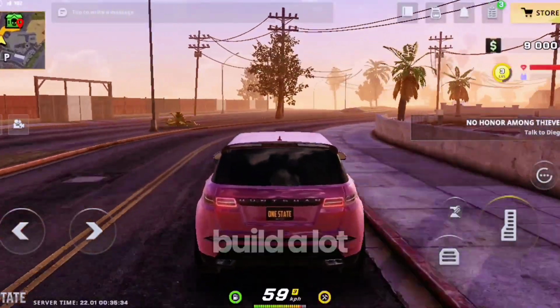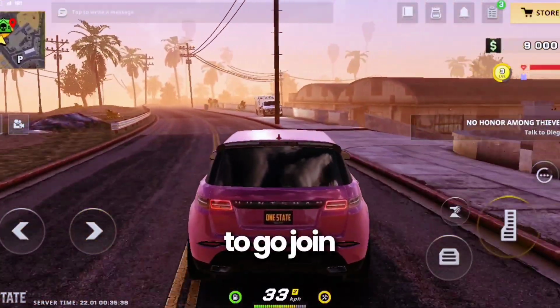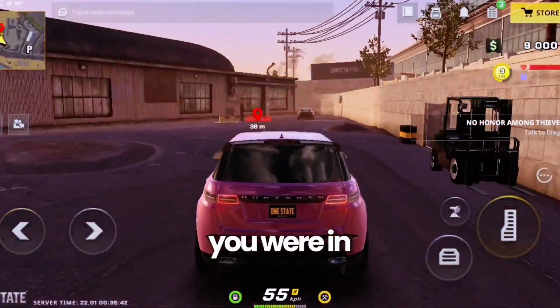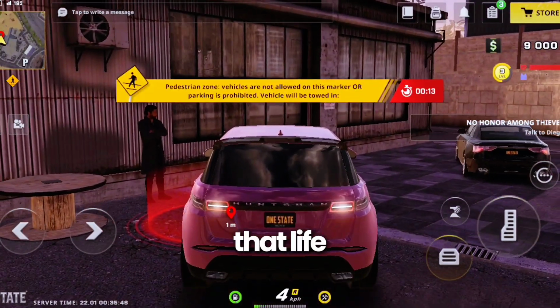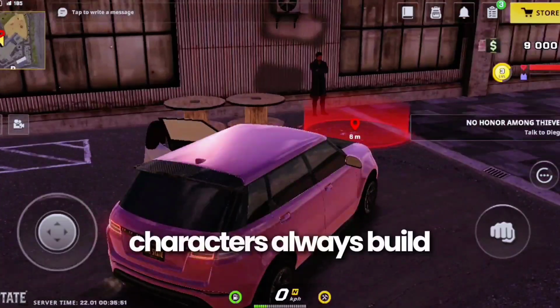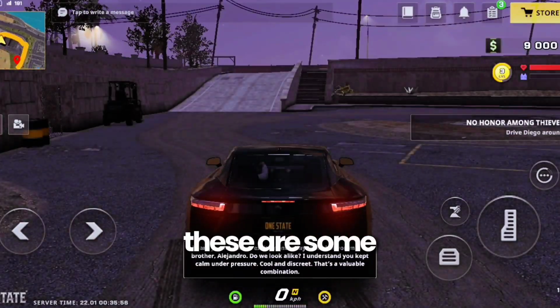And like I said, you can build a lot of characters. You can even go and join a gang, and then later maybe you decide to go join PD or army. But people that you've done wicked things to when you were in a gang will not want to leave you alone. Because of that, you are drawn back into that life. So you can build stories, you can build characters. Always build stories, build characters, and build people. So if you want to enjoy this game, these are some of the things you need to do.